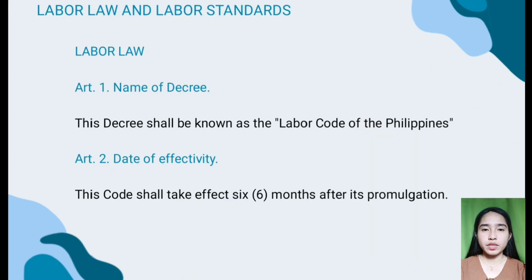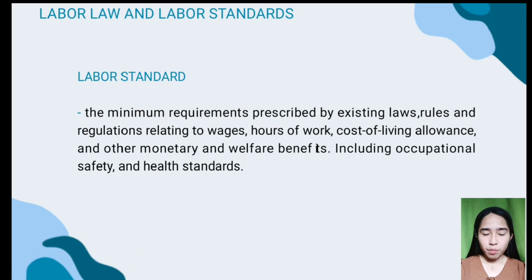Labor law is Presidential Decree number 442, known as the Labor Code of the Philippines. This code shall take effect 6 months after its promulgation. It was enacted sometime in November 1974 and took effect on May 1, 1974, which is Labor Day. This was drafted by Blas Ople, a former Secretary of Labor of the Philippines, under former President Ferdinand Marcos. Moreover, the Labor Code has two books, but in this discussion, we will only discuss Book 1, which is the Labor Standards.